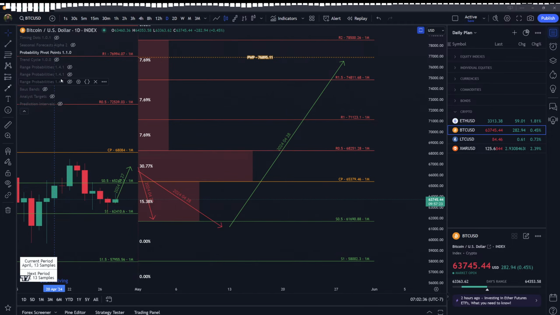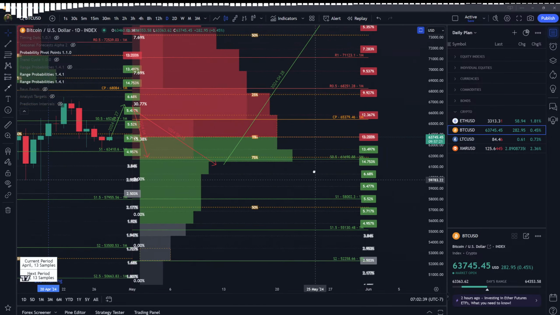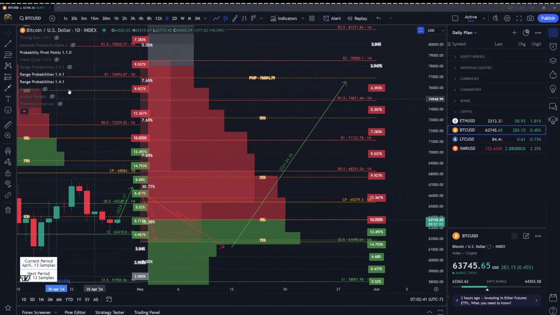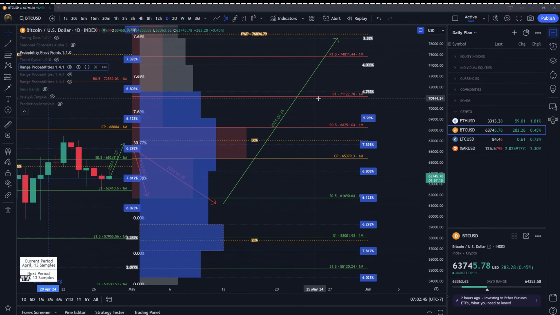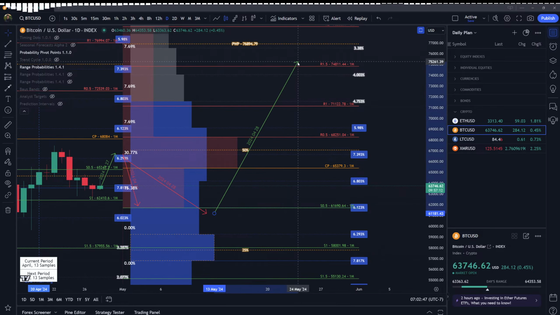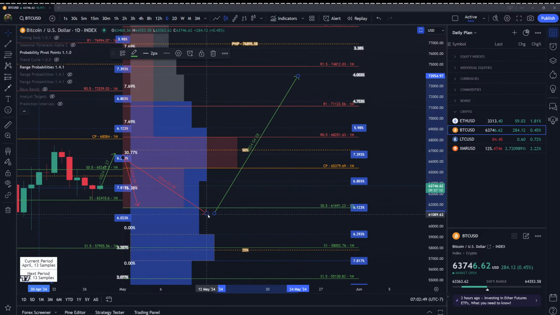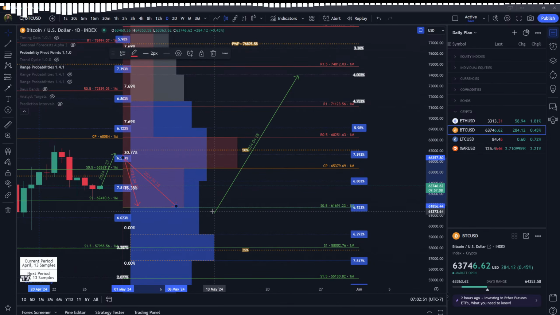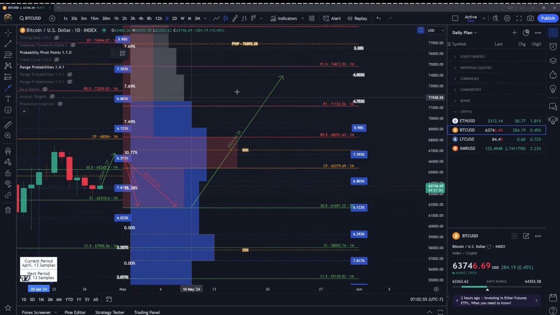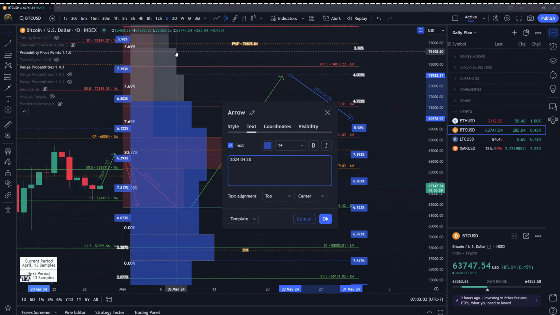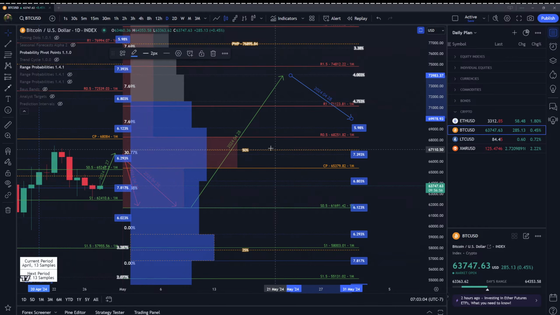But yeah, this would essentially be my net expectation here on Bitcoin. Probably want to do something along these lines a little sooner in time. Like so.